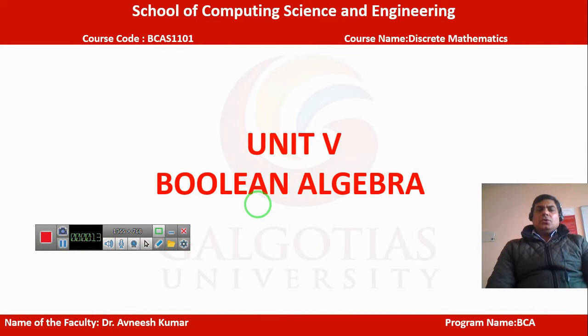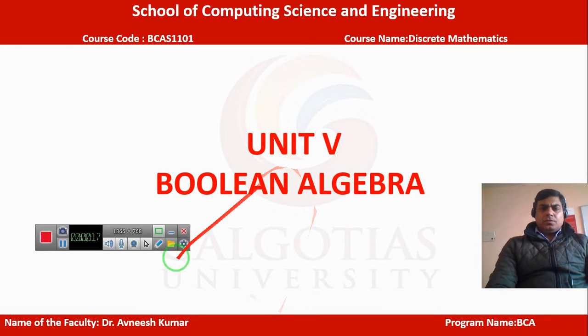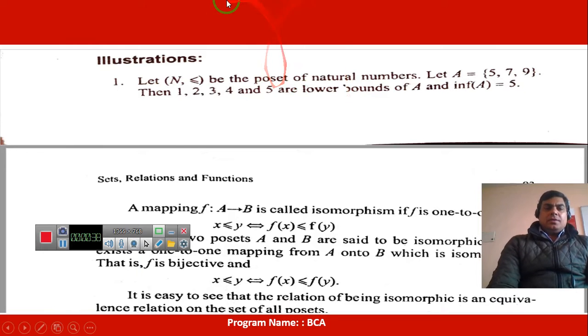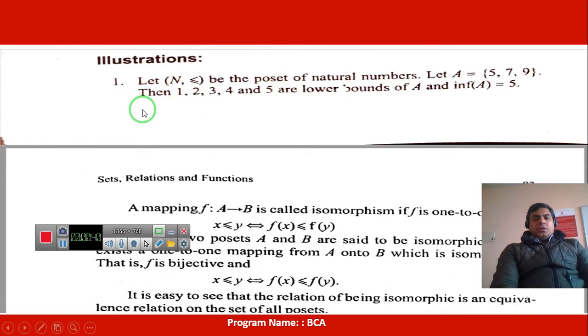Lecture of Unit 5, Boolean algebra. Basically, in the previous lecture, we have learned about the bounds and having the minimum, maximum elements, lower bounds, upper bounds, greatest lower bound, least upper bound, infimum and supremum. So we have one more example here.